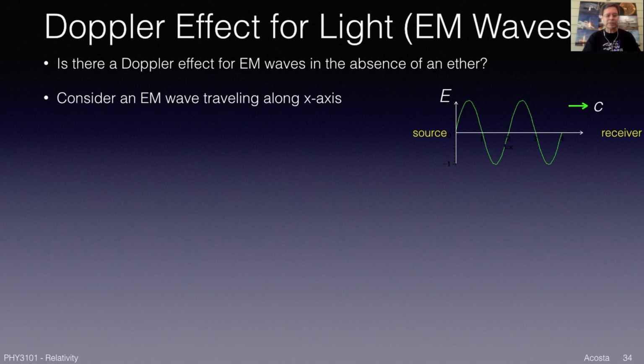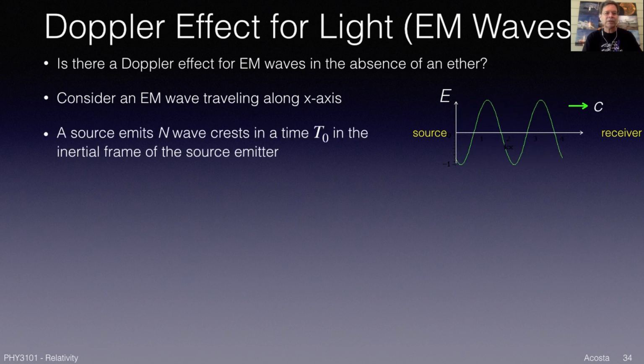So let's consider an electromagnetic wave traveling along the x-axis. So it's going here to the right, the horizontal direction, we'll call that the x-axis. And the source starts emitting the waves, we see them moving here toward the right. All right, let's say the source emits n wave crests, that means n of these peaks, in a time t0 in the inertial frame of the source emitter. So we're essentially in the rest frame of the source, and we're going to emit n wave crests in a time t0.